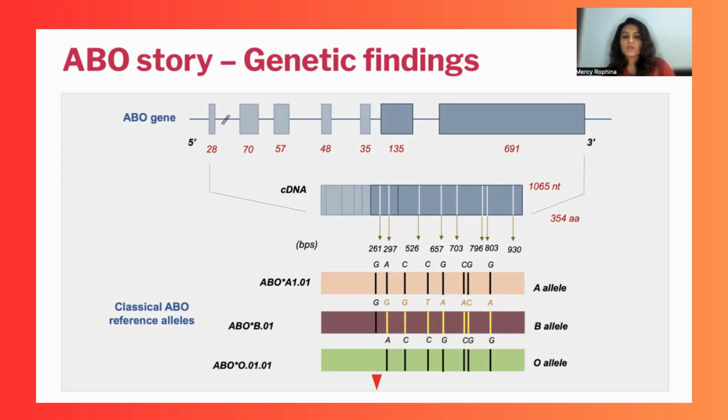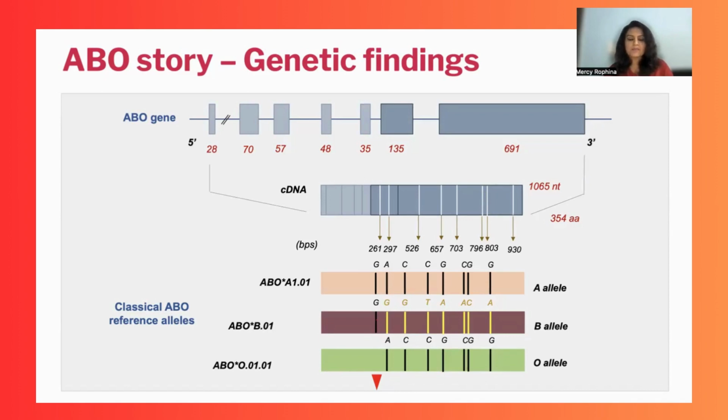And similarly, when we take a look at the O allele, at position 261, both the A and B alleles carried the G nucleotide, whereas there is a deletion in this particular position in the O allele. So this is how nucleotide changes. It can be a single nucleotide variation, like changing from A to G or C to G, or it can be a deletion, or it can be an insertion, which distinguishes the A allele from the other two alleles, that is the B and O allele.